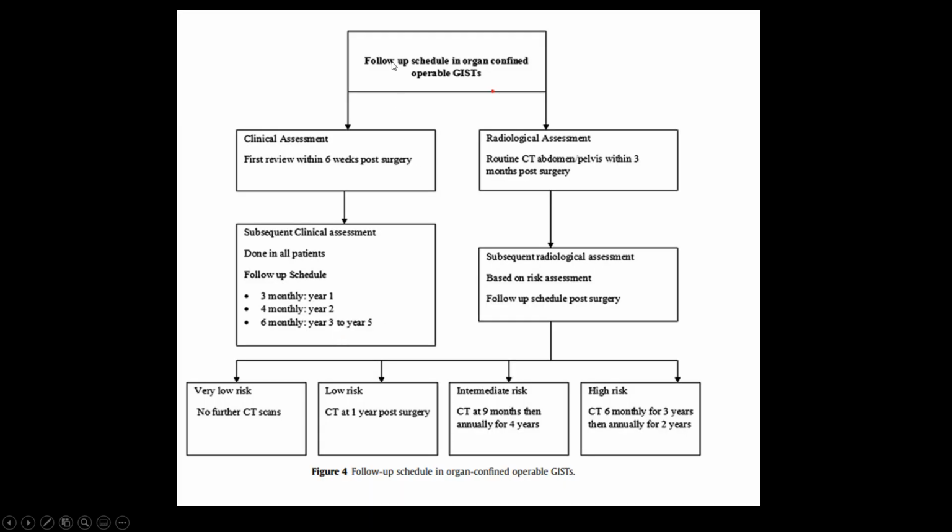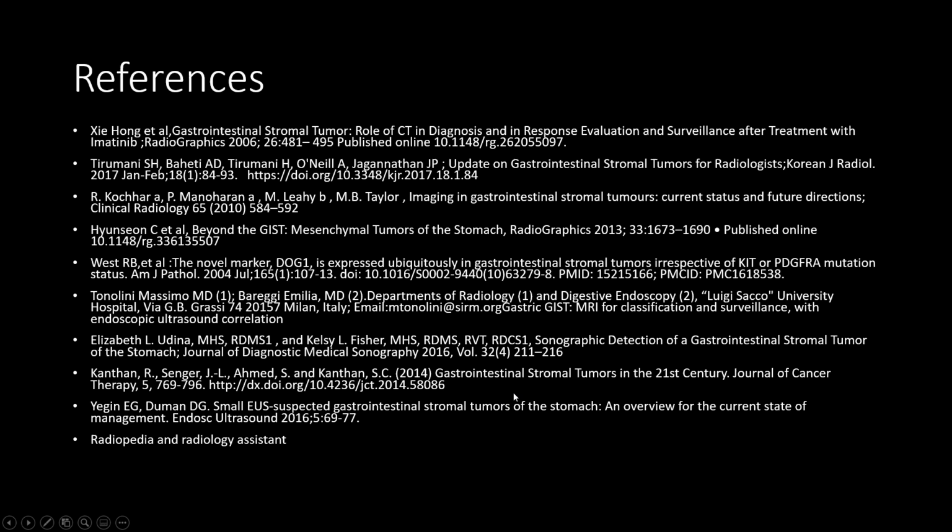Coming to the follow-up of a case of GIST: clinical assessment and radiological assessment. Clinical assessment: first review within 6 weeks post-surgery, and subsequent follow-up every 3 months in the first year, 4 monthly in the second year, and 6 monthly in the third to fifth years. Radiological assessment: routine CT abdomen pelvis within 3 months post-surgery, and based on risk assessment, if it is very low risk, no further CT scans are required. If low risk, CT at 1 year post-surgery. If intermediate risk, CT at 9 months, then annually for 4 years. If high risk, CT 6 monthly for 3 years and then annually for 2 years. This is the follow-up schedule used in operated GIST.